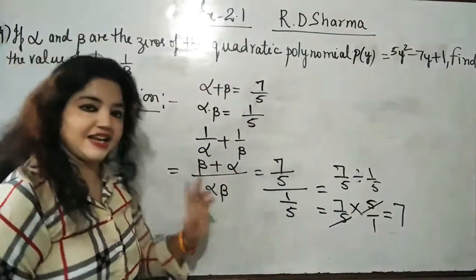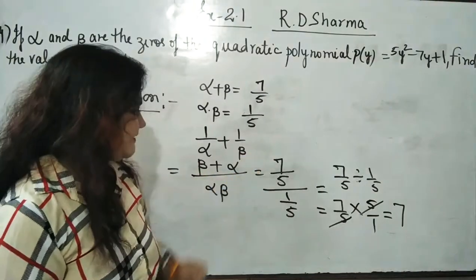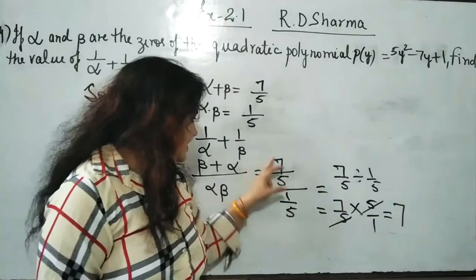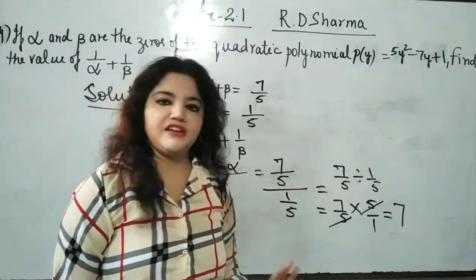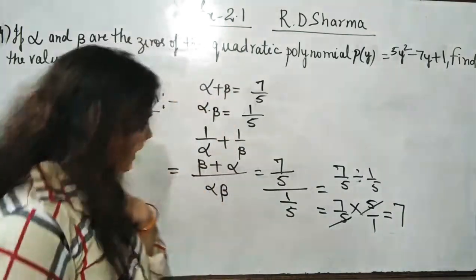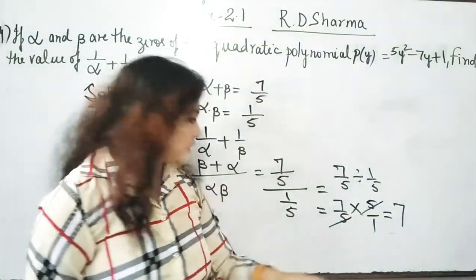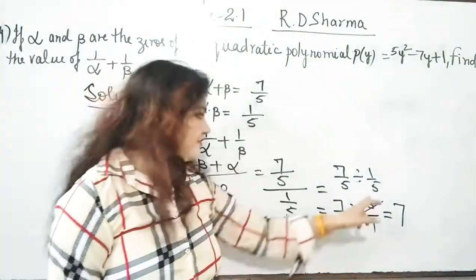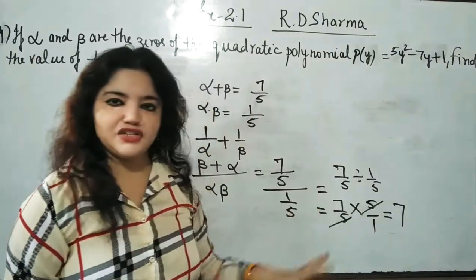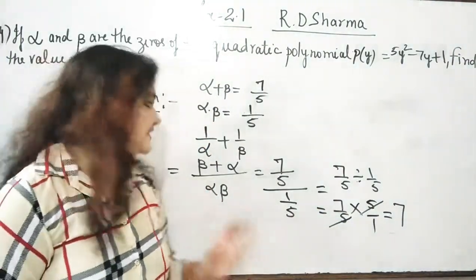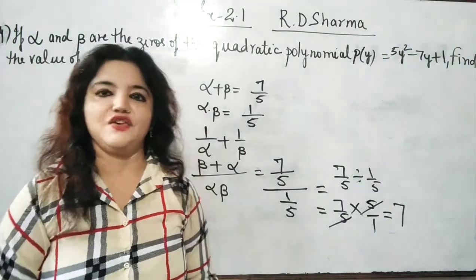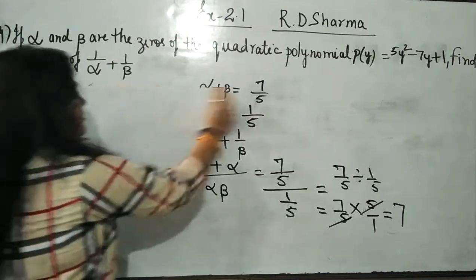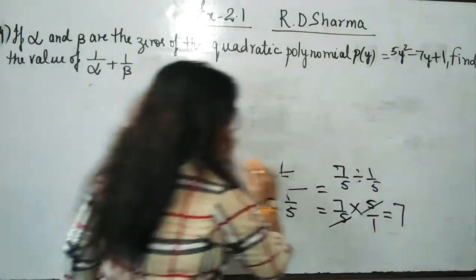Is that clear? Again I am telling: alpha plus beta is 7 upon 5, and alpha beta is 1 upon 5. So we can write 7 upon 5 divided by 1 upon 5. And how will we solve it? By reciprocal. The division sign will be converted into multiplication, and this will be reversed. So 1 upon 5 will be converted into 5 by 1, the 5 cancels out, and we got 7. Thus, this is how we have calculated the value of 1 upon alpha plus 1 upon beta. Clear?